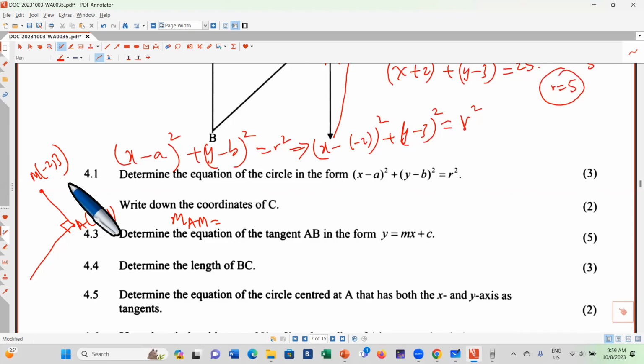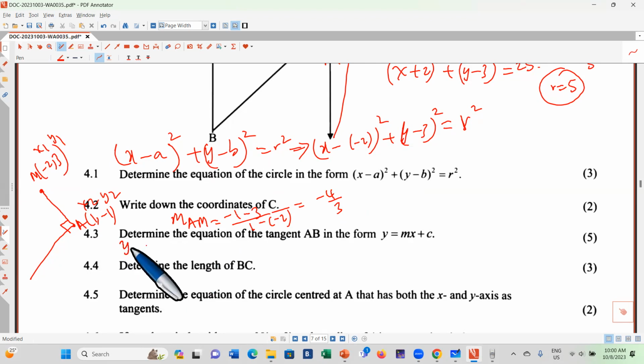This one is x1, y1, this is x2, y2. y2 is -1, y1 is 3, divided by x2 which is 1, x1 is -2. So it is actually -4/3.